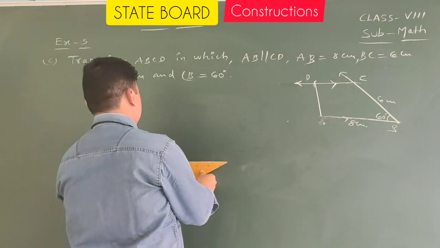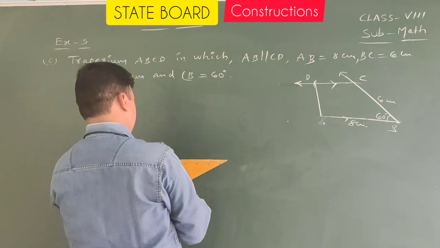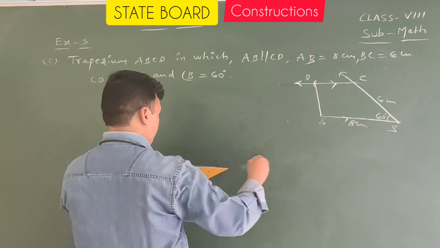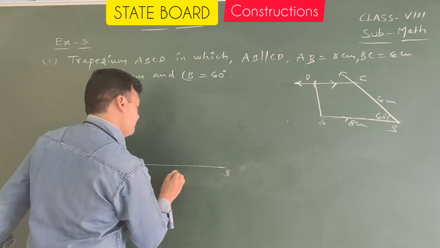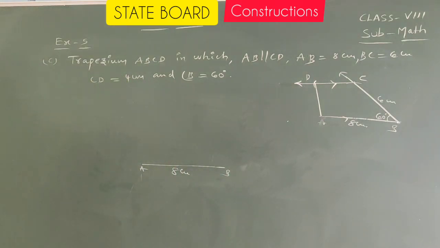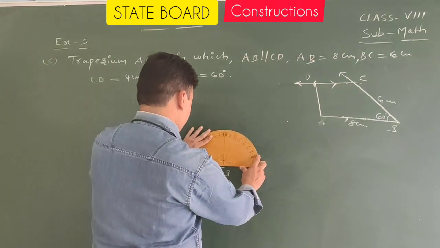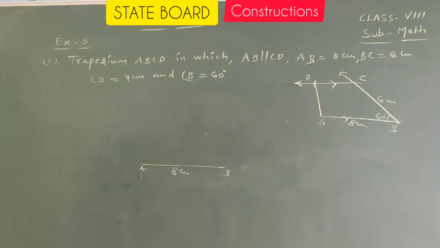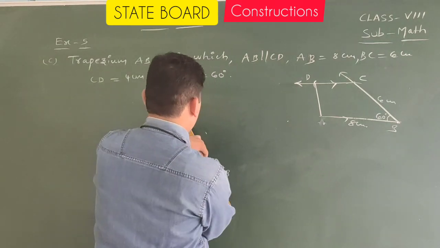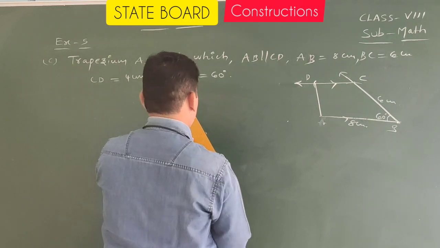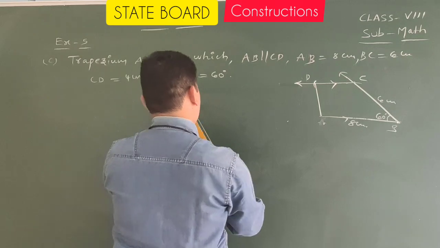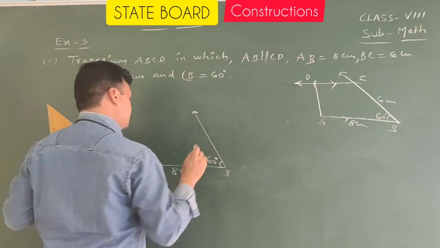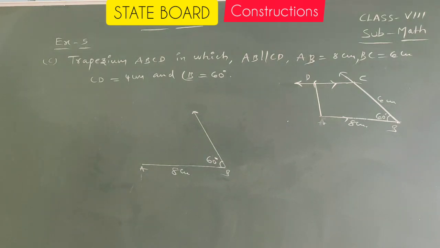So, first draw AB as 8 centimeters. Next, 60 degrees with B as center, 60 degrees inside. Now, with B as center, draw an arc of 6 centimeters.